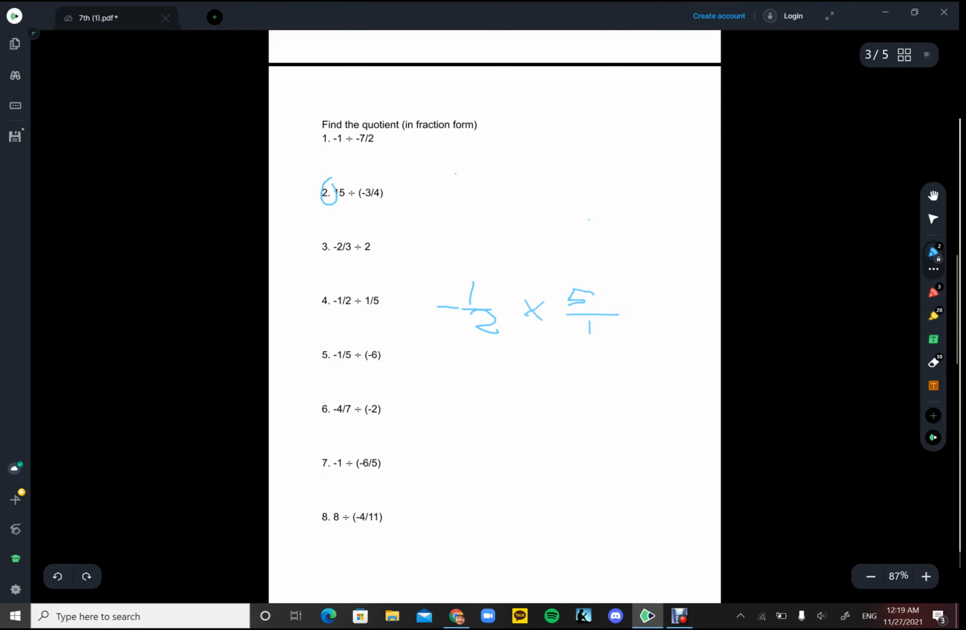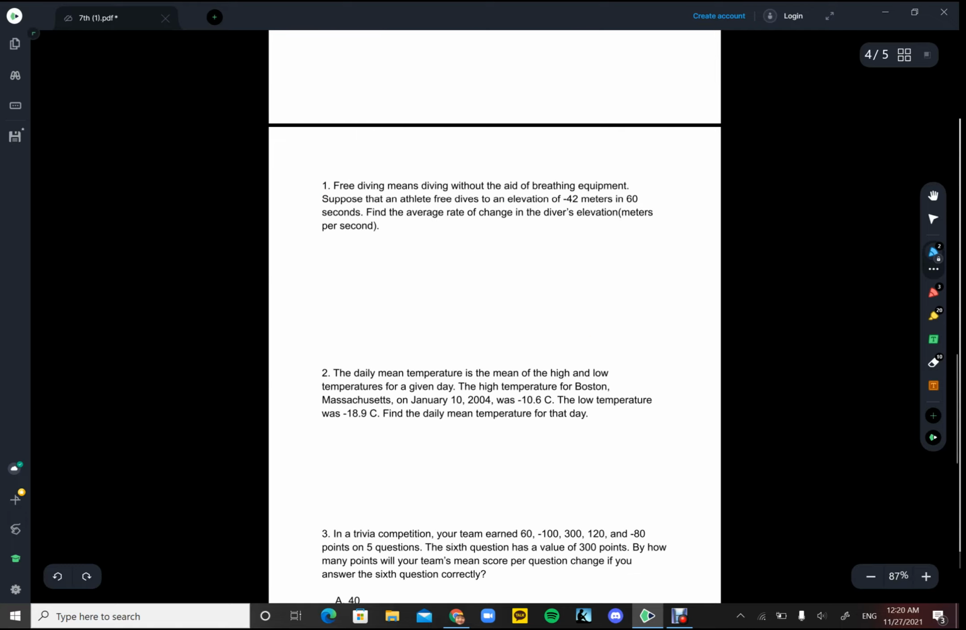Then you would get negative 1 over 2 multiplied by 5. And when you multiply across, you just get 5 over 2. And since one of them is a negative, you would put the negative in the front. So your answer would be negative 5 over 2. Let's go to the next page.